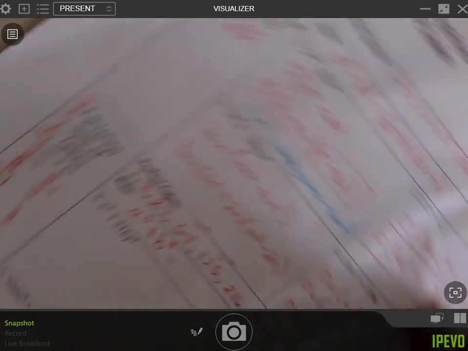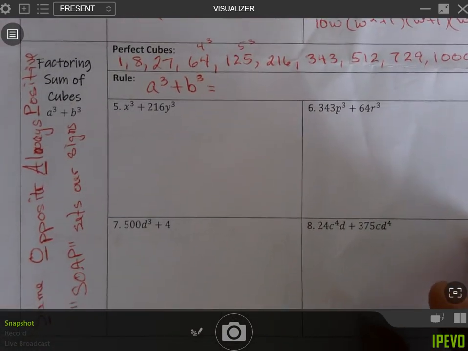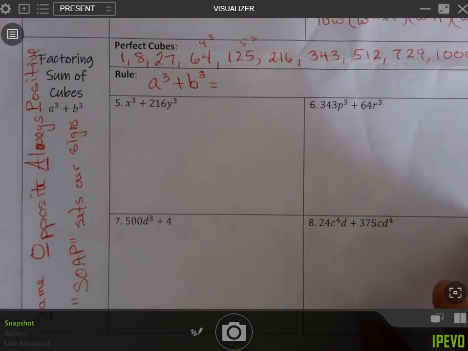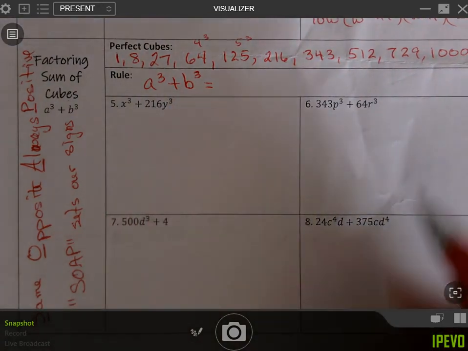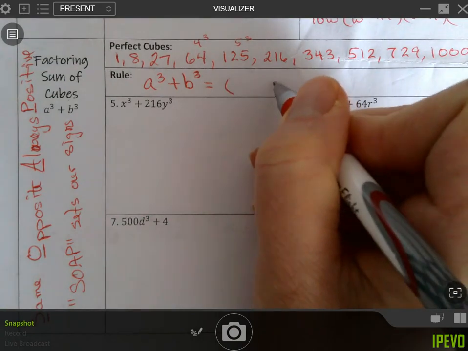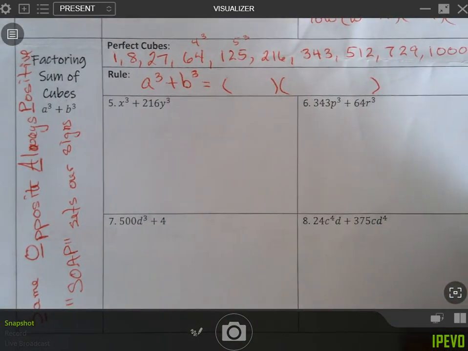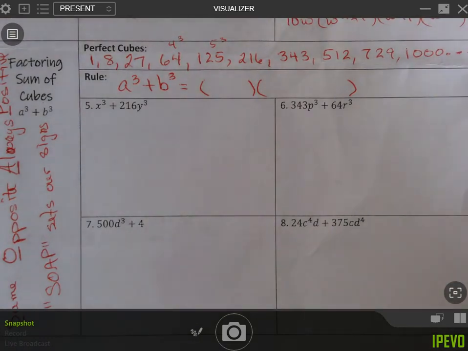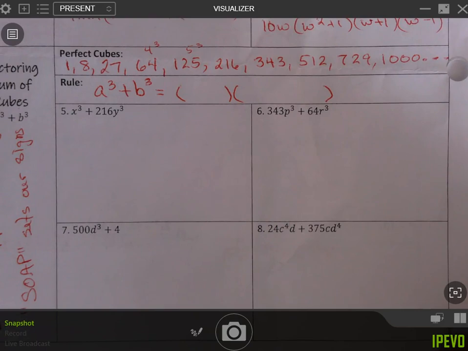All right, flipping back. So I have this. You have to read sideways. I have a sum of cubes. What I'm going to do is break it down into a binomial and a trinomial. There's no work to show here, guys. I'm going to look for a GCF first, and then I break it down to a binomial and a trinomial. And here's what I do.